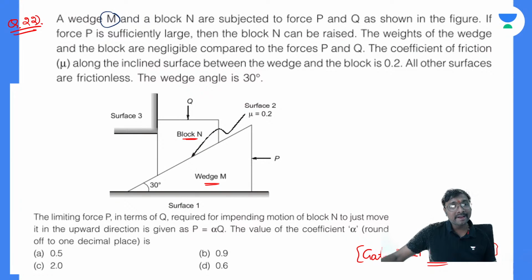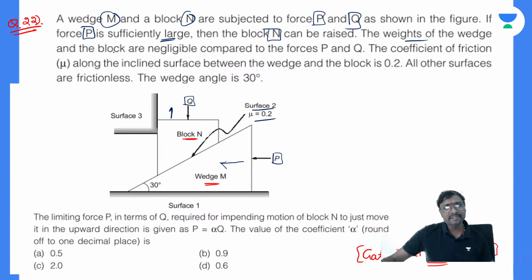A wedge M and a block N are subjected to forces P and Q as shown in the figure. So this is a force Q acting on this block N and a force P acting on this wedge M. The internal surface friction between these two is 0.2. If the force P is sufficiently large, then the block N can be raised. Whenever this wedge is moving in the left hand side direction, this block will be moving in the upward direction.